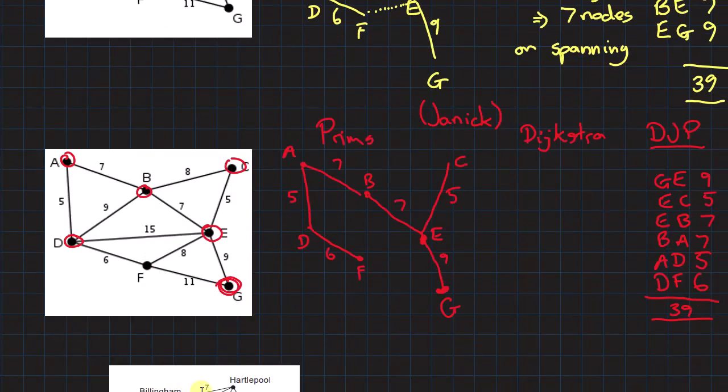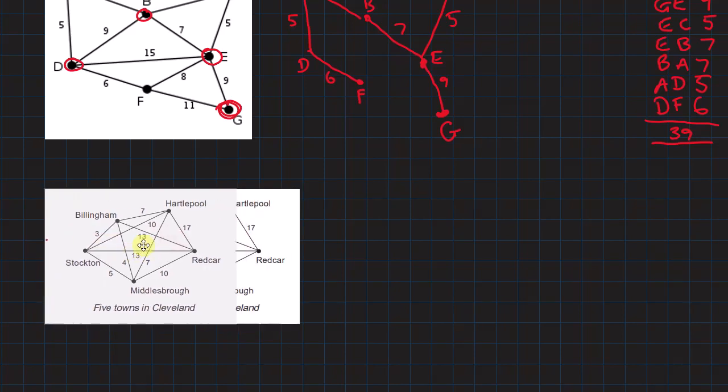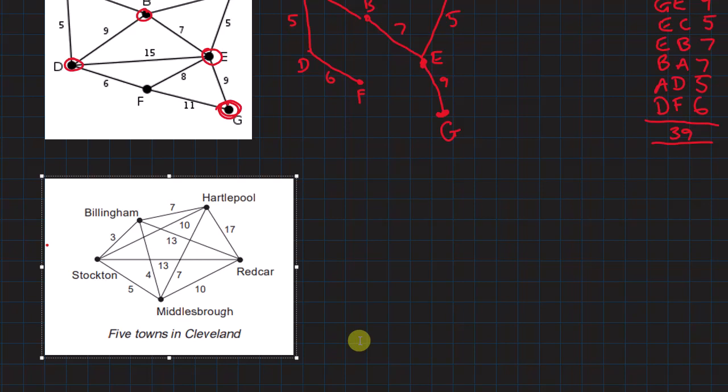So here's a new network for you, 5 towns in Cleveland. And the question is, can you find how many paths there are? How many minimum spanning trees there are? This one has multiple, and we'll discuss it at the start of the next video.